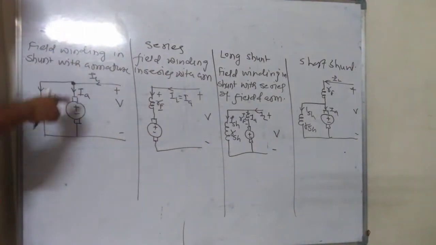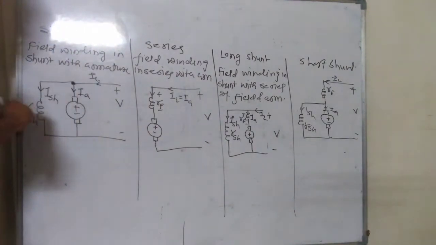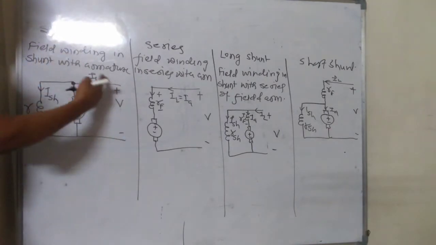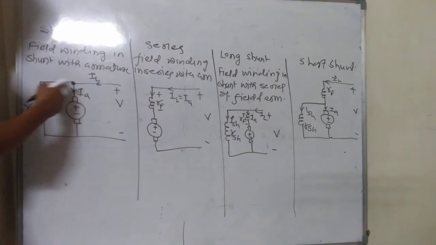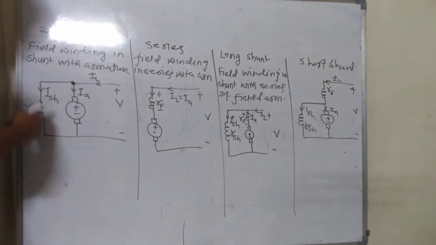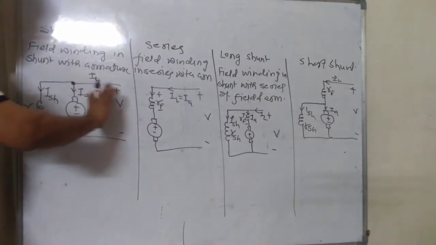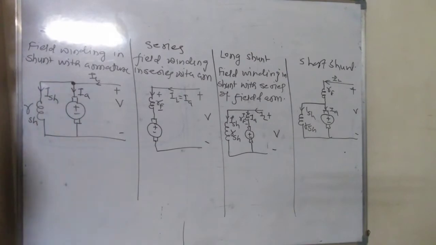Shunt, parallel combination, armature and field winding. They are in parallel with each other. Parallel means shunt. So current is flowing through supply. At this node, it will be divided here and here. So current going through this is IA, and current going through this is ISH. This voltage is voltage across this, as well as this is voltage across this.